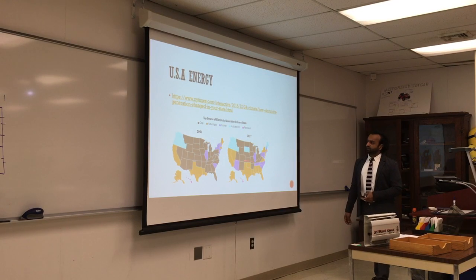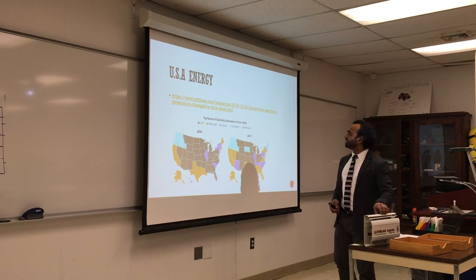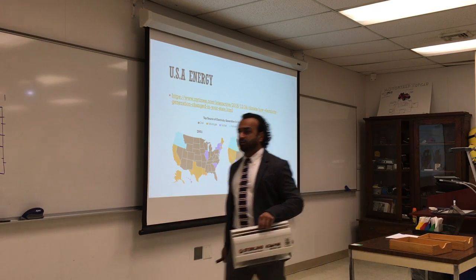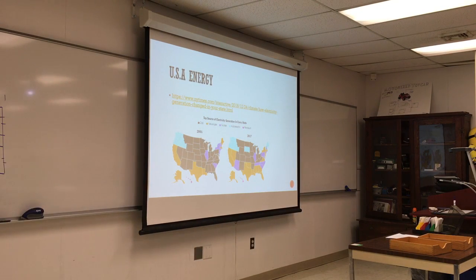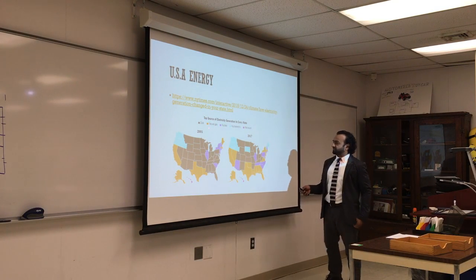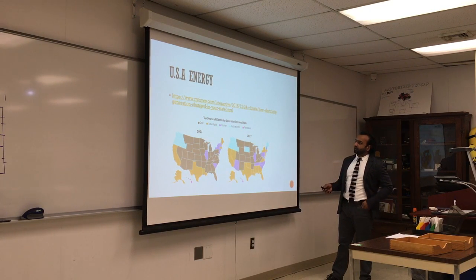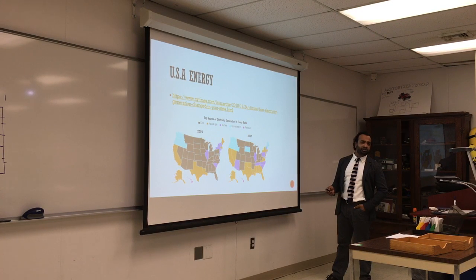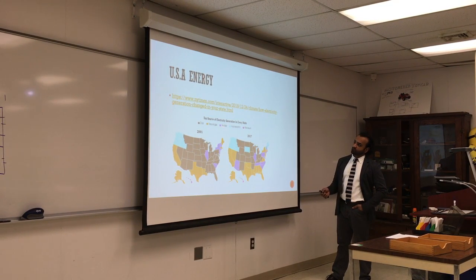Here's another map, very interesting. This is from the New York Times, I think it was last year. And it shows how things have changed from coal to natural gas in terms of electricity generation, and that goes into 30% electricity. So nuclear, we have more nuclear power plants.